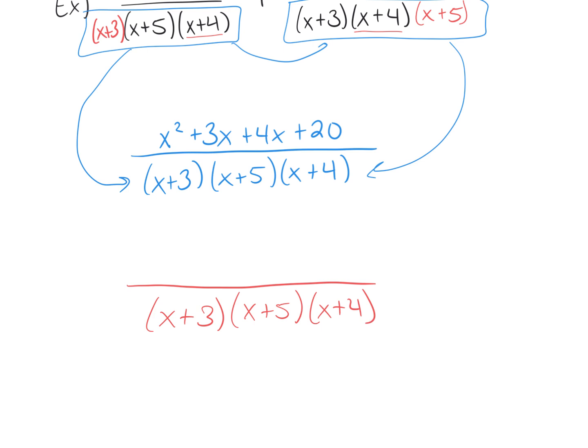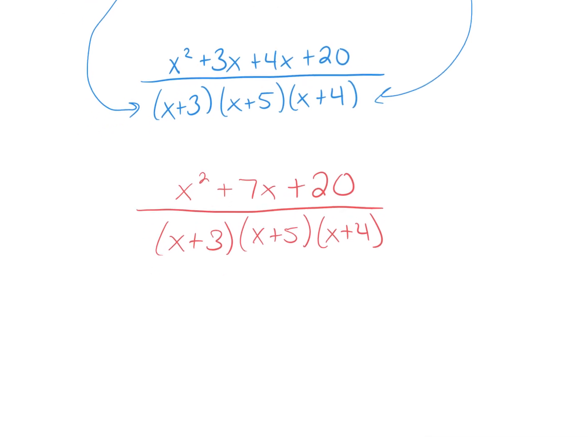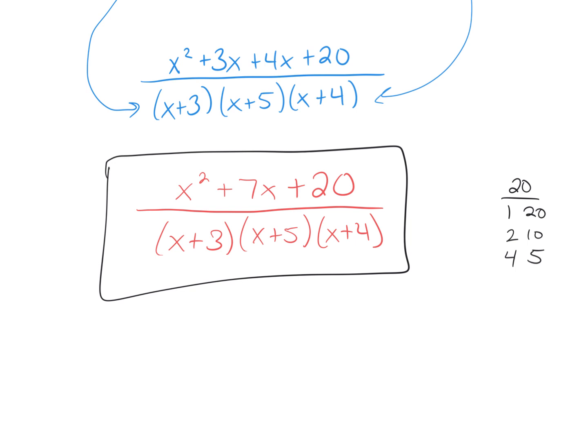What do I do with the numerator? Combine like terms. Does x squared have a like term? Nope. 3x plus 4x, 7x. What about plus 20? Plus 20. What do I do at this point? See if you can factor, right? Because we always want to simplify. What are factors of 20? 1 and 20, 2 and 10, 4 and 5. Which of those is going to get us to 7? None of them, right? So what do I do? Circle it, you're done. That's your answer. Remember, if you can't simplify, so right now this is in simplest form because we can't simplify any farther.